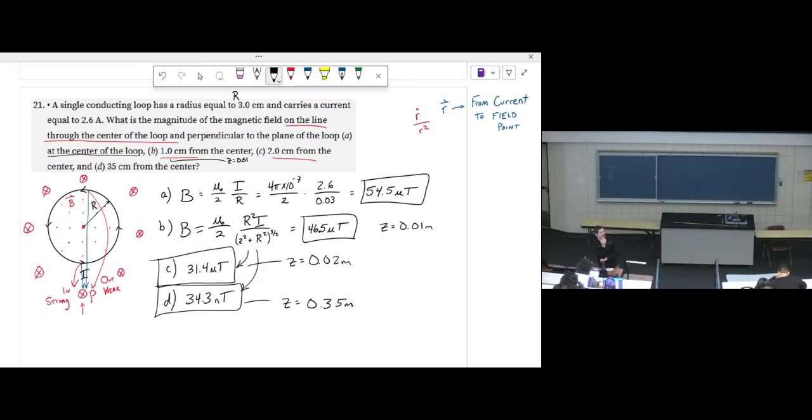Okay, so the question was, why did you use a different equation for part A and part B? Does anybody remember what the difference between these two equations is? Henry?